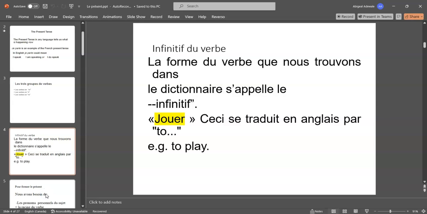So before we go on, let's talk about l'infinitif du verbe. L'infinitif du verbe is what we find when we check the dictionnaire. Si nous cherchons un dictionnaire, what we're going to find is called l'infinitif du verbe. So that means the verb in the dictionary has not been conjugated. And another thing you should notice is that when we have two verbs, one verb will be conjugated, the second verb must rest à l'infinitif, must be in the infinitive form.